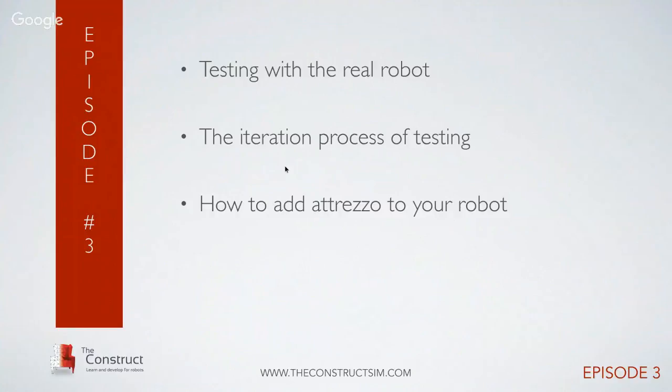Also, we are going to see how to add the attrezzo to your robot. It's not only a bunch of wheels, cables, computers and sensors, but it has to have a shape that people like. And then finally, we are going to see how to present the product to the public, basically how to do a presentation of your final product.